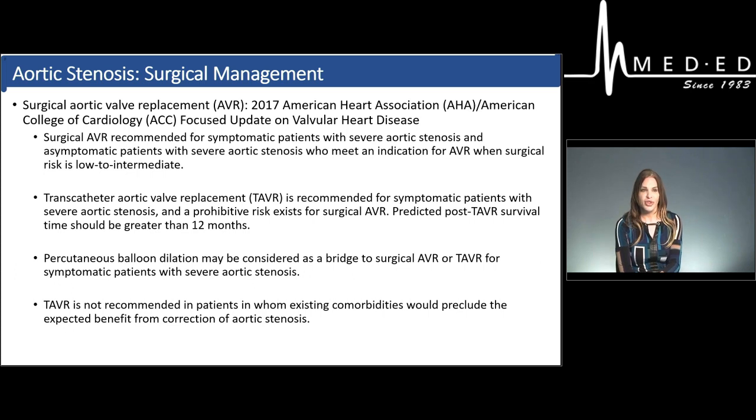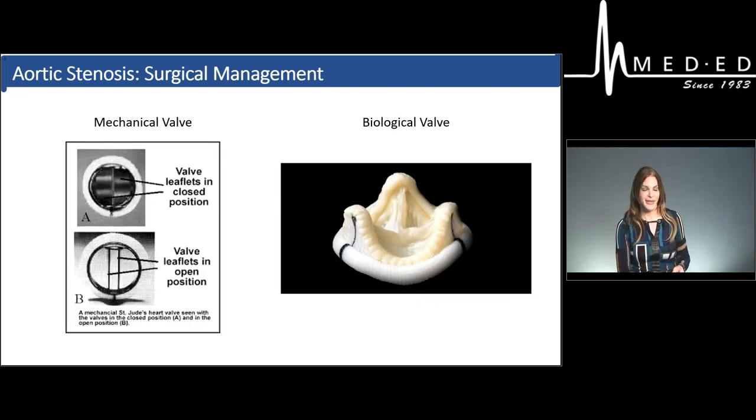Now, in terms of surgery, there are 2 different types of valves that patients can get. It's really six of one, half a dozen of the other on which one you want to get, because both of them have complications. Now, a mechanical valve works really well, especially for younger people, because that valve is going to last for a long time. The problem with it is that patients are going to have to be on anticoagulation for the rest of their life because there's a high risk for blood to clot on that mechanical valve.